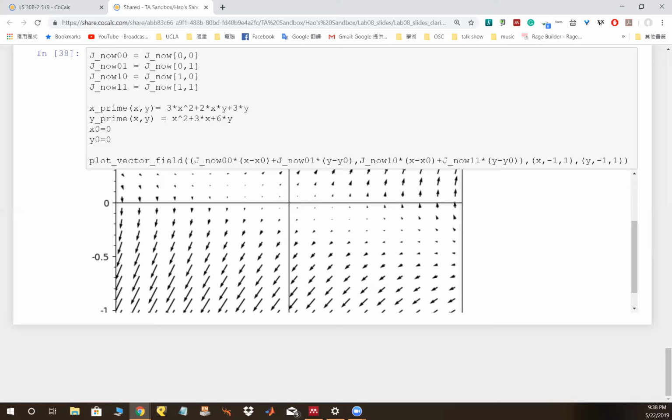All right, I think that's all for today. I hope you could understand more about the meaning of the Jacobian and what a linear approximation is.